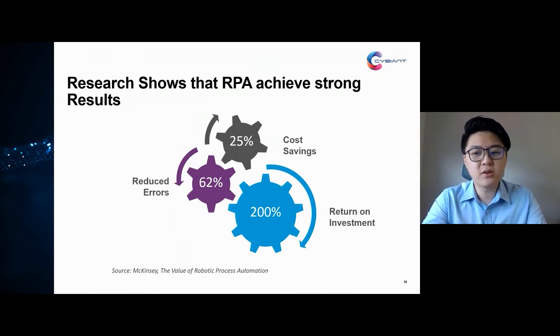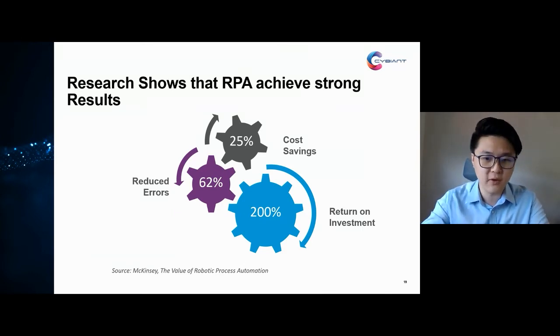Many companies have conducted research on the benefits of RPA, and one piece of research from McKinsey showed that organizations that deploy RPA have 25% cost saving, 62% reduced errors, and a 200% return on investment. By looking at it, we can see that there are a lot of benefits to deploying RPA, and research consistently shows that RPA projects have a positive return on investment.